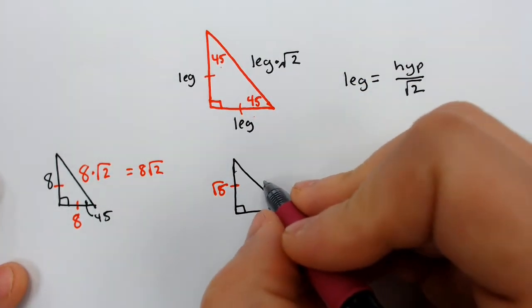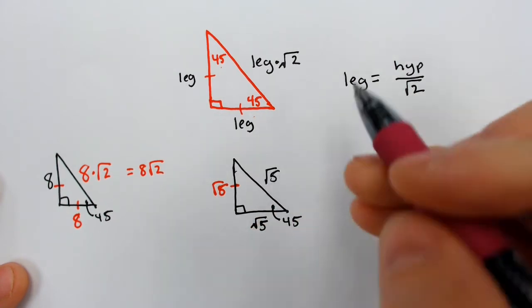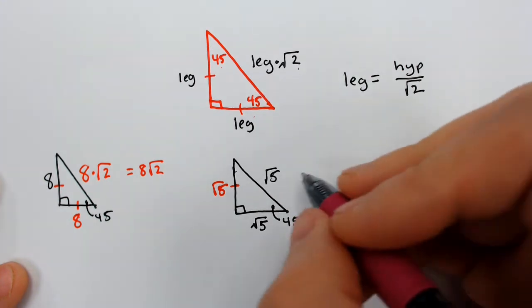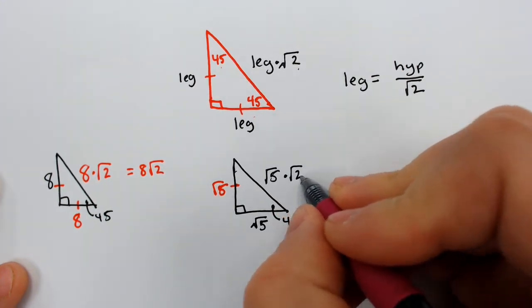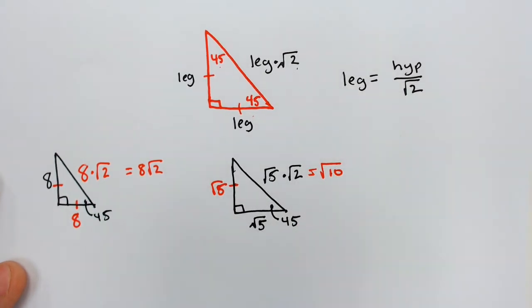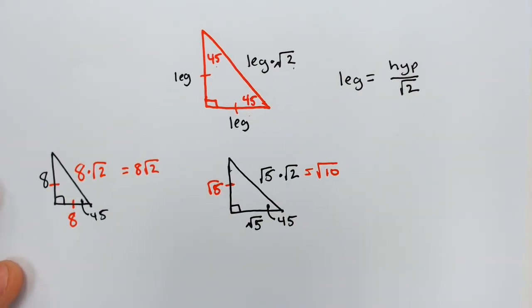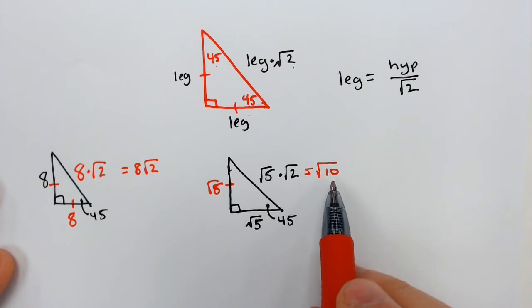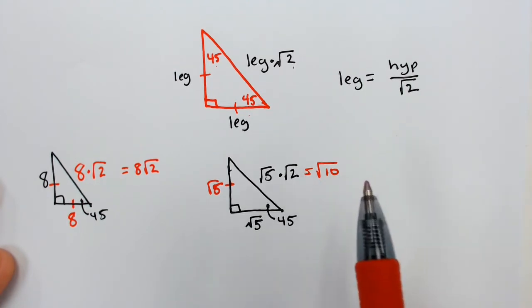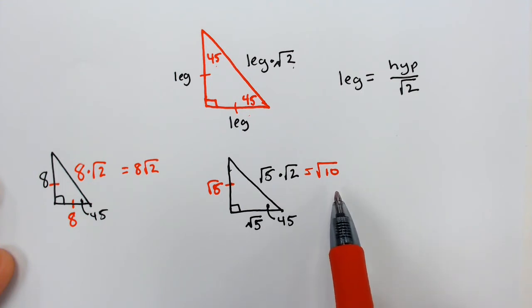And here, we would have to take the square root of 5 and multiply by the square root of 2, because it's the leg times the square root of 2, so it'd be the square root of 5 times the square root of 2, which is just the square root of 10. No big deal. You would need to make sure that that doesn't simplify. If that was the square root of 20, it would have. So you need to be careful that that doesn't simplify, but in this case, it just doesn't.